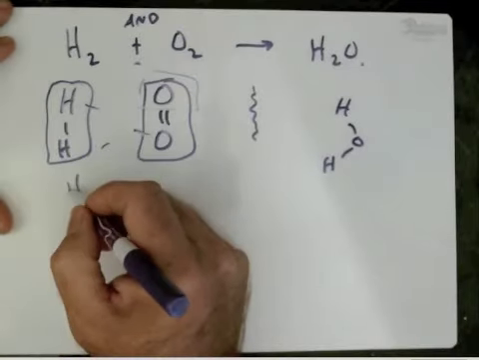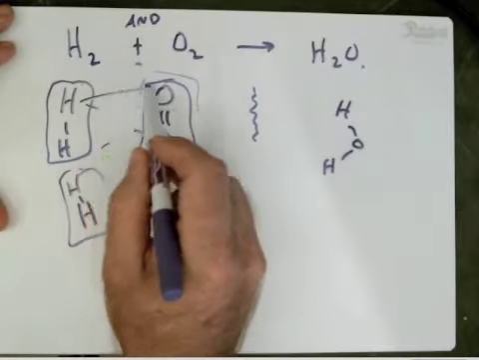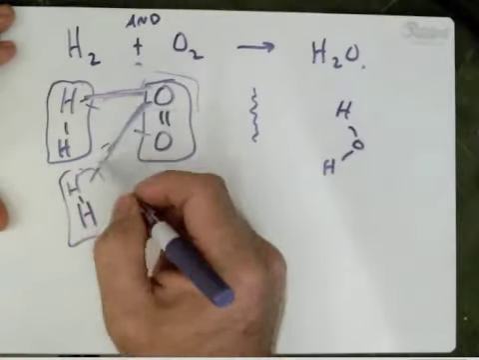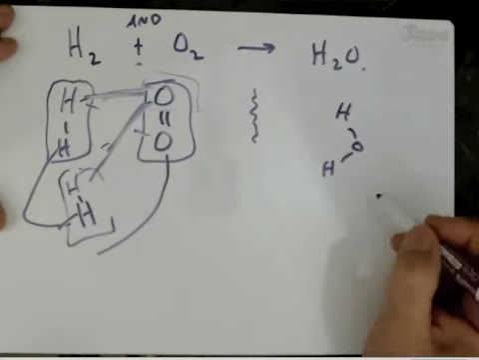Well, if I add 2 of these hydrogen molecules, this hydrogen and that O, and this hydrogen and that O stick together, leaving these 2 hydrogens and that O to make 2 water molecules.